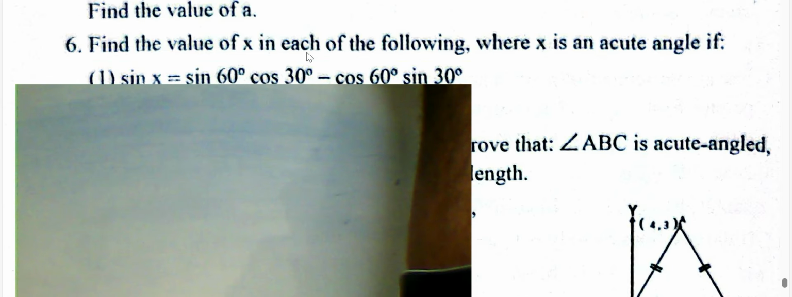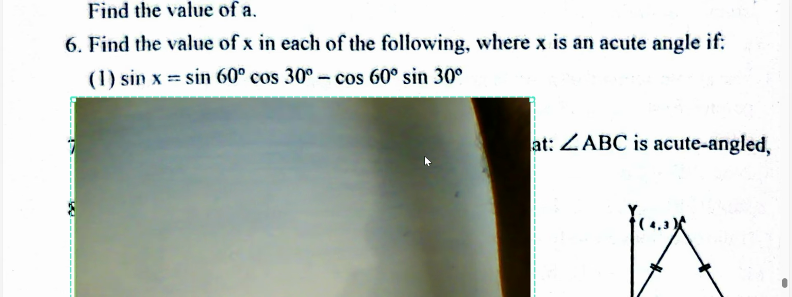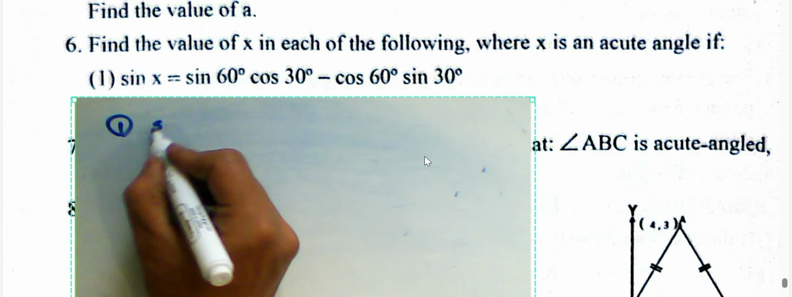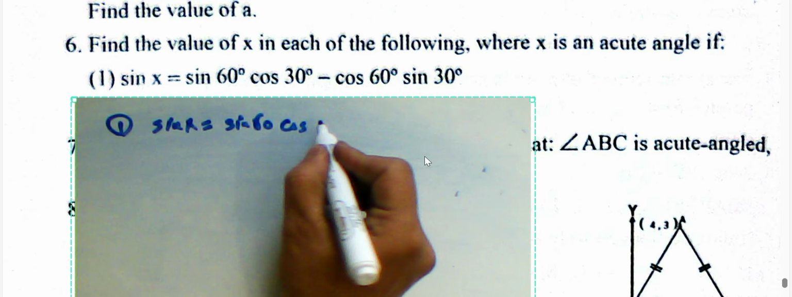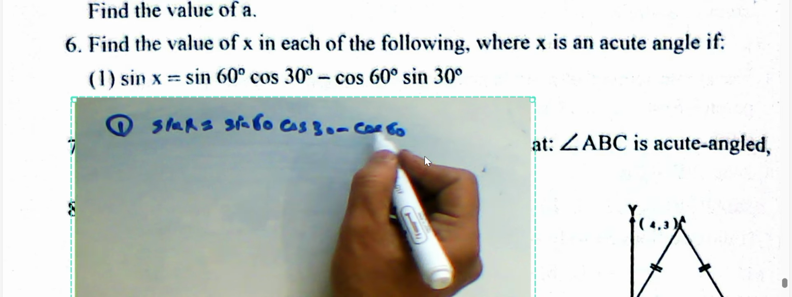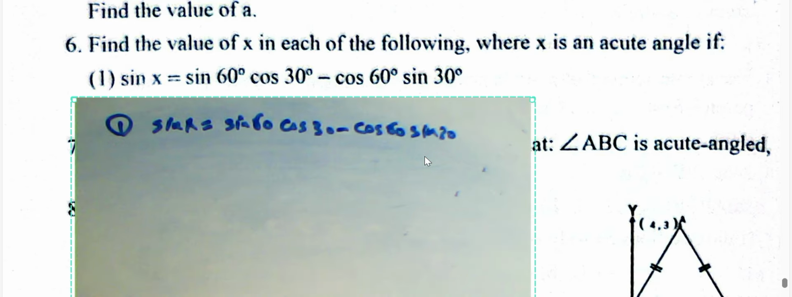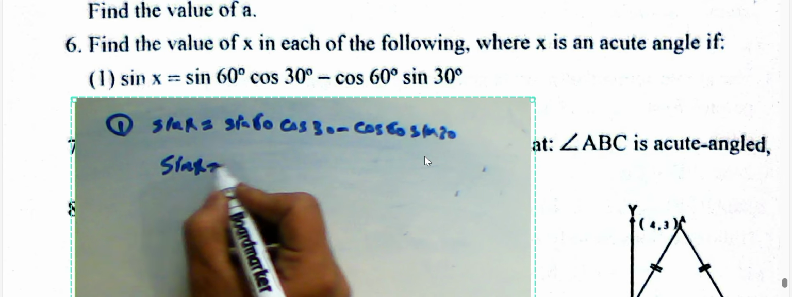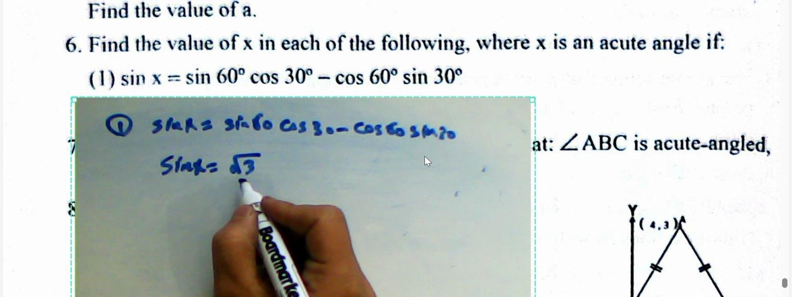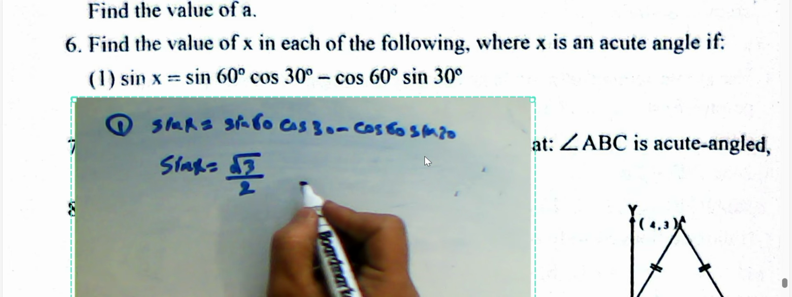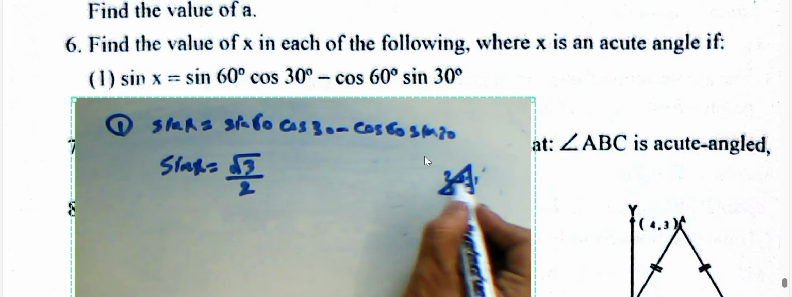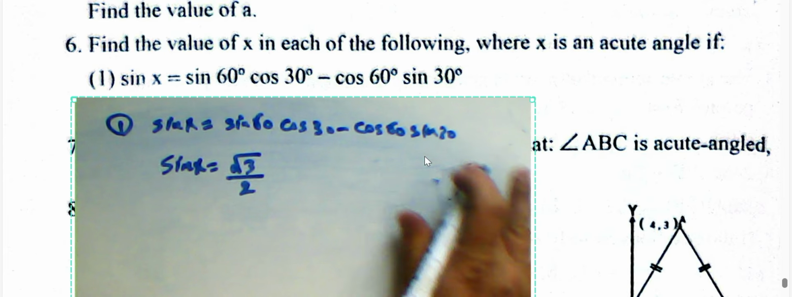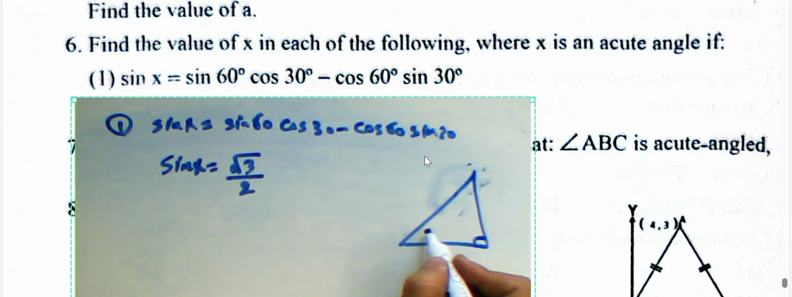Number 6. Find the value of x in each of the following. Number 1. Sine x equivalent to sine 60 cosine 30 subtracted by cosine 60 product by sine 30. Right, sine 60 equals root 3 over 2. You can solve from right angle triangle like this. We have 30, 60, 1 and 2, and here root 3. Can you see or not? It's right angle, here's 30 and this 60, and 1 and 2, and here root 3.